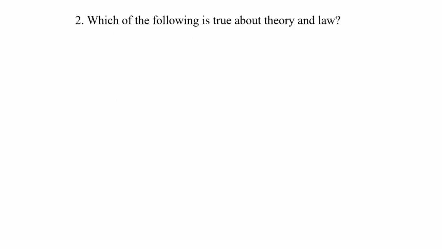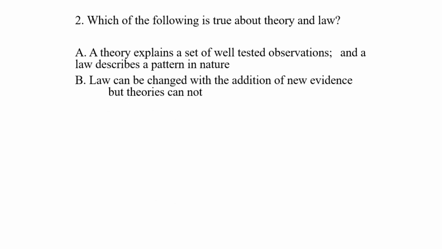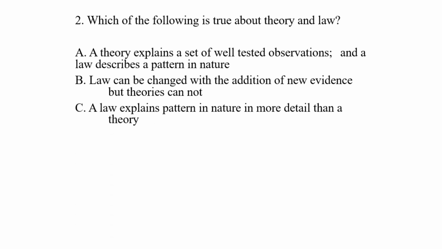Question number 2. Which of the following is true about theory and law? A. A theory explains a set of well-tested observations, and a law describes a pattern in nature. B. Law can be changed with the addition of new evidence, but theories cannot. C. A law explains pattern in nature in more detail than a theory. D. Theory and law can be used interchangeably.